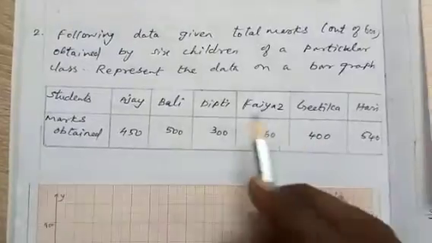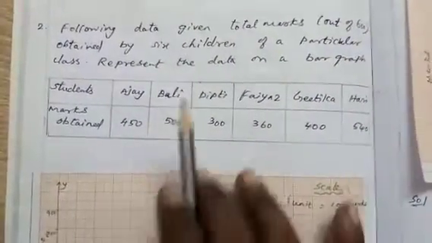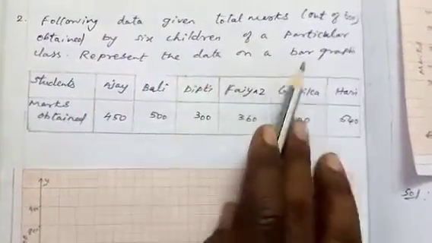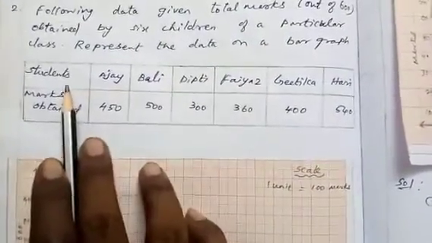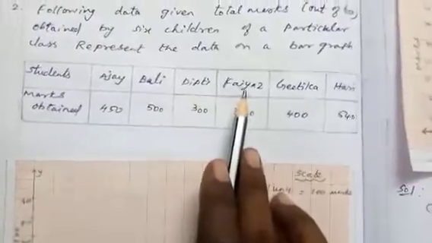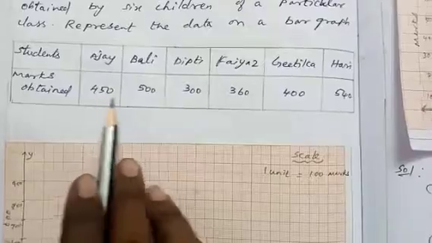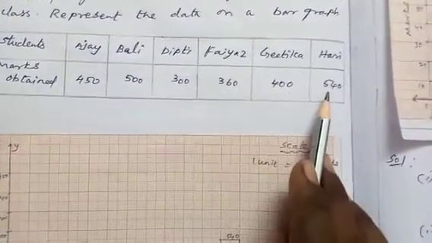The next question is, the following data gives the total marks out of 600 obtained by 6 children of a particular class. Represent the data on a bar graph. The students are Ajay, Bali, Deepthi, Fayaz, Keetiga, Hari. Marks obtained: 450, 500, 300, 360, 400, then 540.